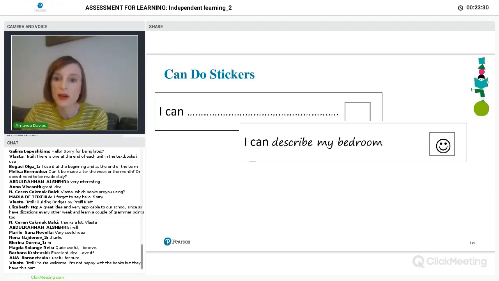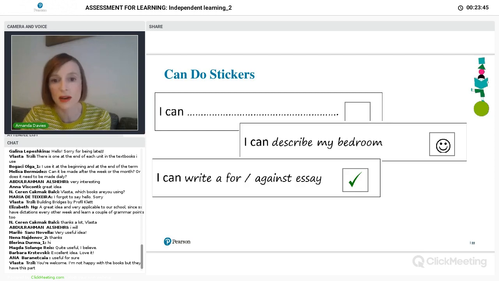Some examples, so I can describe my bedroom. And the students, again, they can put in the box how well they think they can do it. So it might be that they feel like they've made progress, but they can still make more progress. So then they might do a slightly less smiley emoji or a question mark. Here's an example for a writing task. I can write a for and against essay.